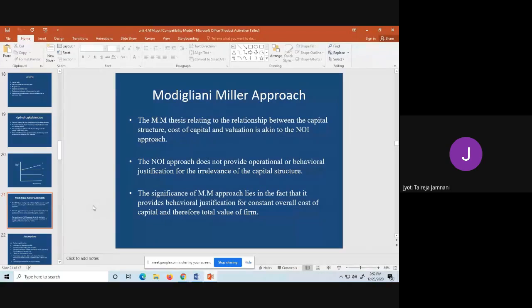The significance of the approach lies in the fact that it provides behavioral justification. Why behavioral justification? Because it is the behavior of a human. A human tendency is, wherever I'm getting anything at a low price, I will go and buy there. And wherever there is something at a high price, if I have that product, I will sell there. So this is our behavior, human tendency to buy at a lower price and sell at a higher price. So they say he has given a behavioral justification. This is how people will behave, and that's why capital structure will not affect the value of the firm. So he provides behavioral justification for the constant overall cost of capital and therefore the total value of the firm.